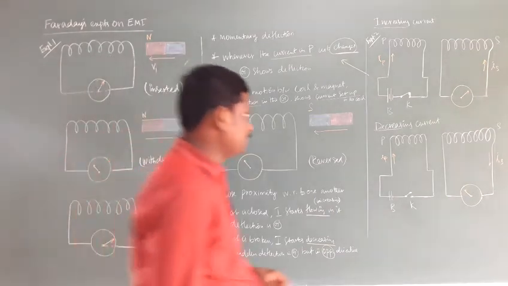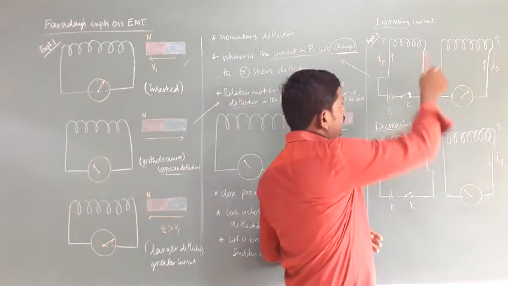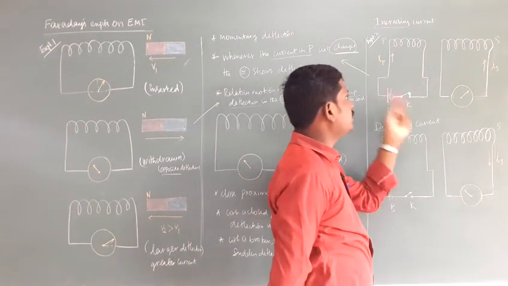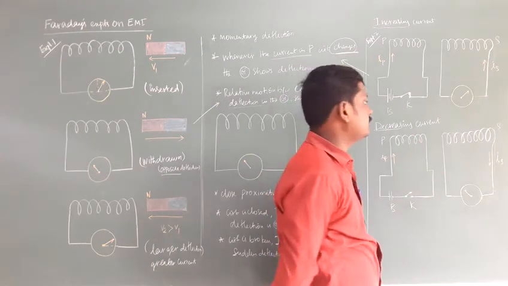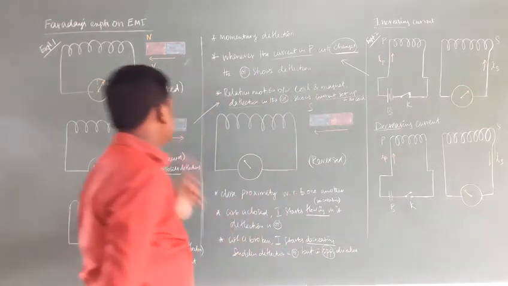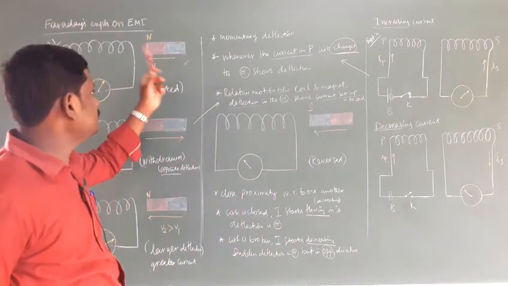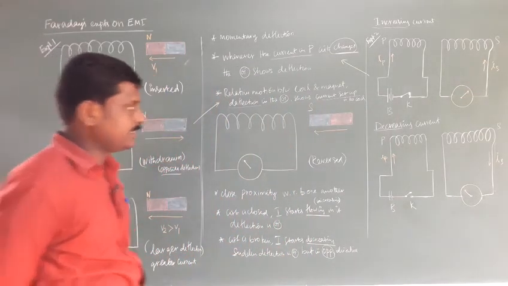Then the second experiment. Consider a coil with a battery and key. This is the primary circuit. Then the secondary circuit, again one coil connected with the galvanometer. Now what is the difference between experiment number 1 and 2? In experiment 1 we are using the bar magnet here.